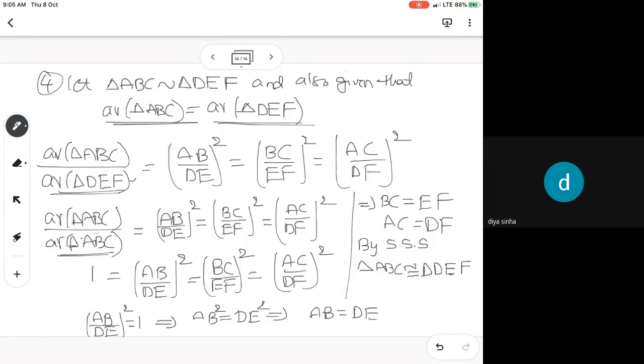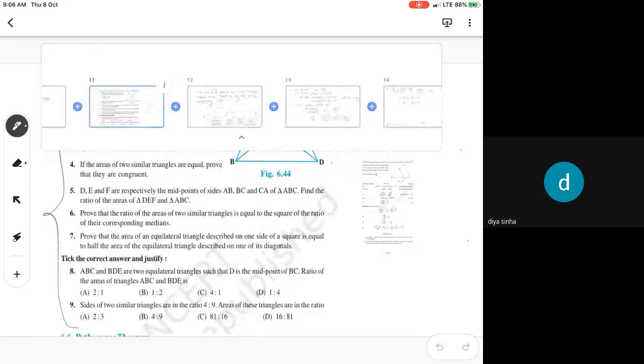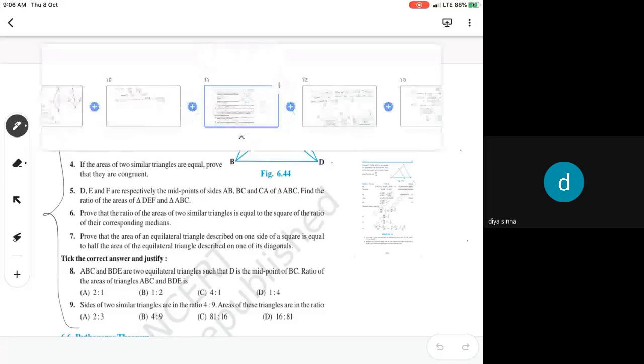Yes, sir. So now let us move to the next problem. What is the question here? Let us see the question. Fifth question, see here. D, E, F are respectively the midpoints of the sides AB, BC, CA of triangle ABC. Then find the ratio of the areas of triangle DEF and ABC, it is asking. So that is nothing but triangle DEF by triangle ABC you need to find out. D, E, F are midpoints of the triangle.